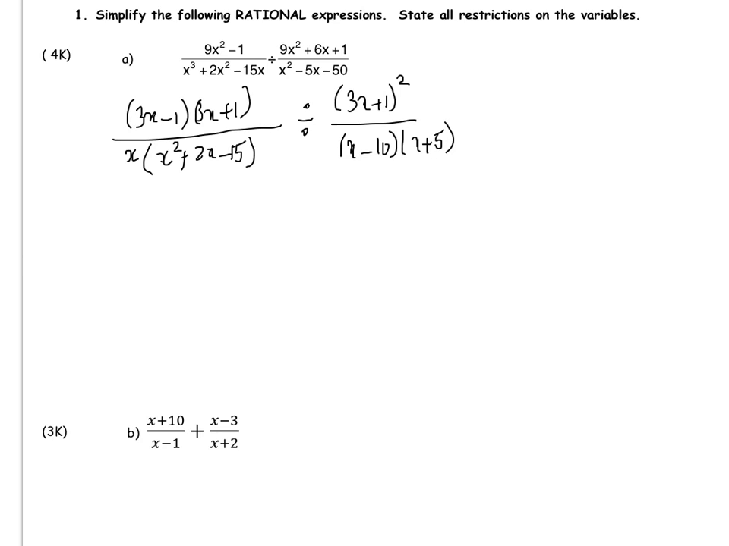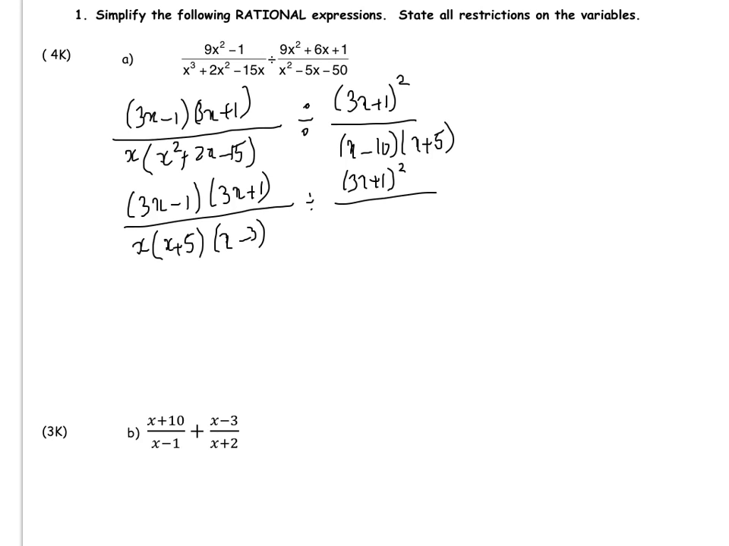Now I'm going to also factor the denominator of the first fraction. I'm going to write this one as 3x minus 1 times 3x plus 1 divided by x. The leading coefficient is 1. Find two numbers, product negative 15, add up to 2, and those are 5 and negative 3. So it's going to be x plus 5, x minus 3, divided by 3x plus 1 squared over x minus 10, x plus 5.